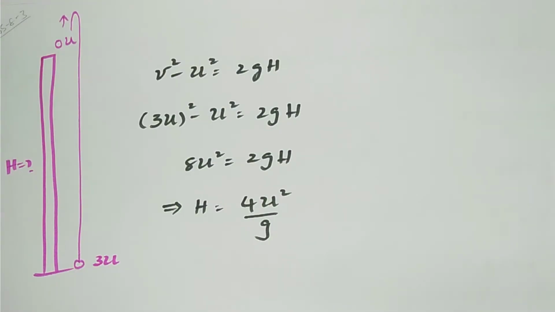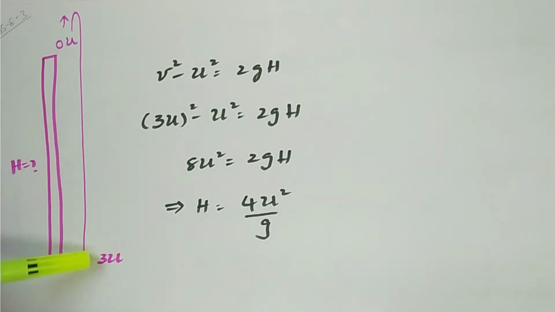It is given that a body is thrown vertically upwards from the tower with a speed u, and it reaches the ground with a speed 3u. It is thrown upwards with the velocity u and it reaches the ground with the velocity 3u. Now what is the height of the tower?